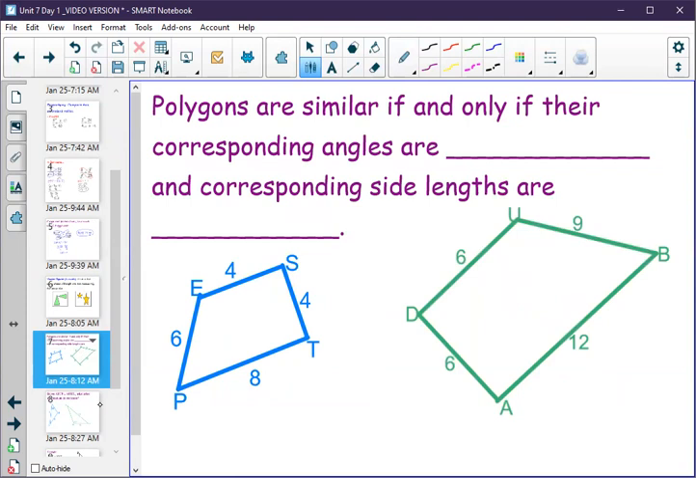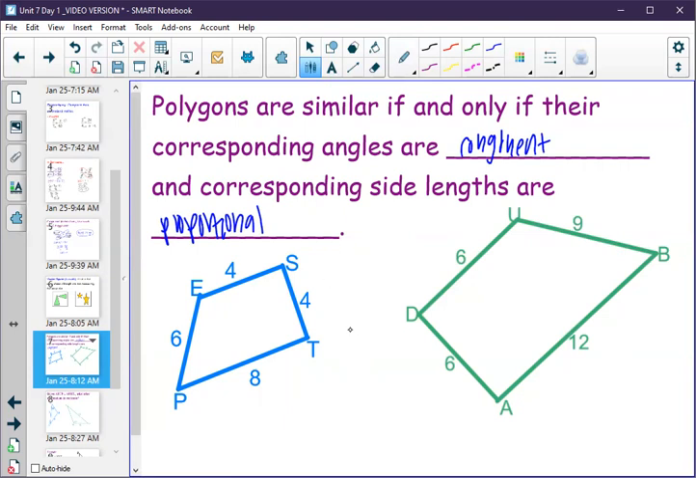So mathematically, we know that polygons are similar if and only if their corresponding angles are congruent and corresponding side lengths are proportional. So both of these things have to be true. We have to have congruent angles. We have to have proportional side lengths.